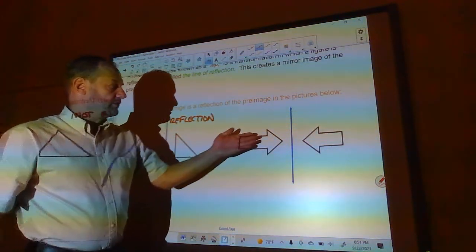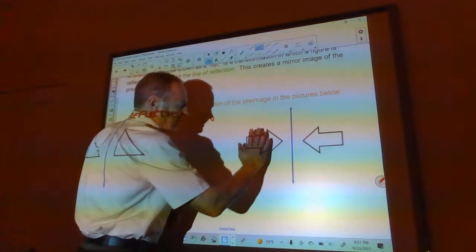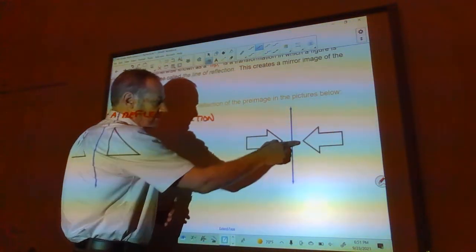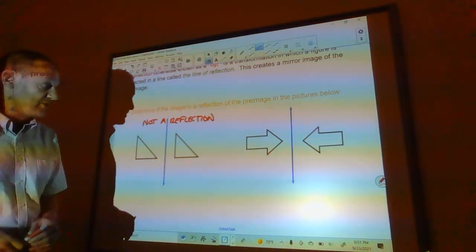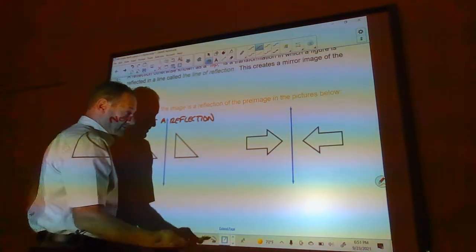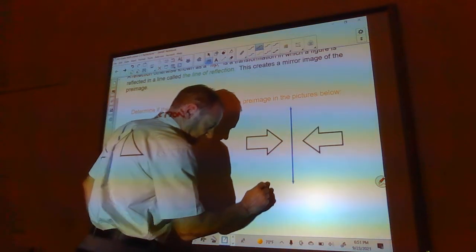Okay, over here, we took the arrow and we reflected it. So we took it here and we flipped it here. And so this is a mirror image. This is what you would see in a mirror. So this is a reflection.